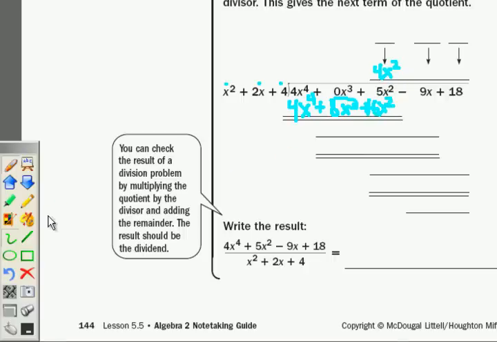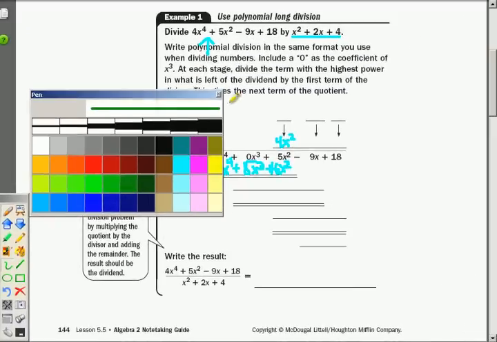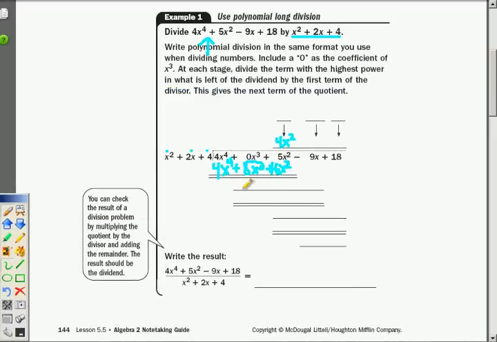I'm going to change that color again because I don't like that color. Let's try this army green, make us feel tough. So what we do, just like we did with the simple number one, we subtract: 4x to the 4th minus 4x to the 4th, 0. Should be 0 every time. Must be 0. 0 minus 8 is negative 8x to the 3rd. And 5 minus 16 is negative 11x squared. And then just like in the normal one, I brought down my negative 9x. I don't have to bring down the 18 yet. I'm waiting on that.